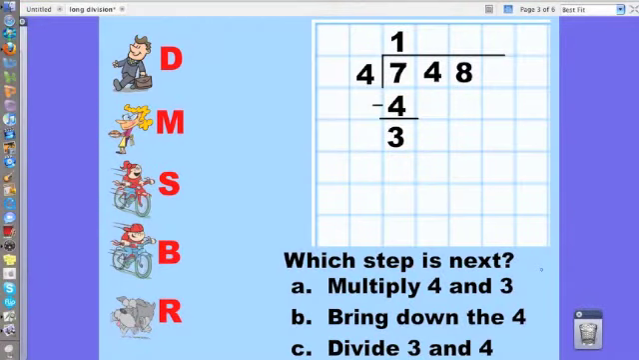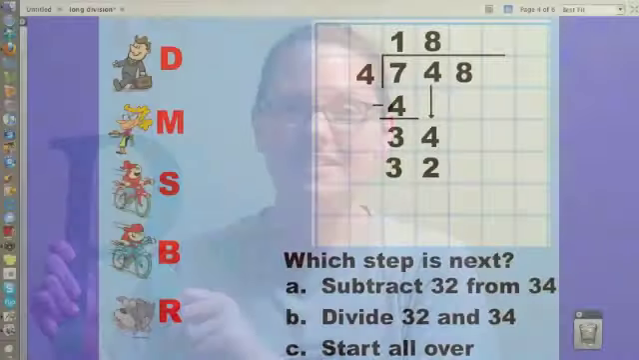Look at this long division problem closely. If you go through all the steps, which step comes next? Do we need to A, multiply 4 and the 3, B, bring down the 4, or C, divide 3 and 4? If you answered B, you are correct.